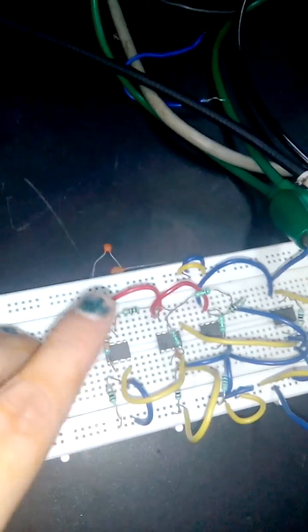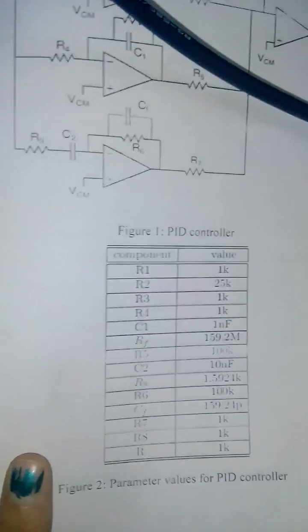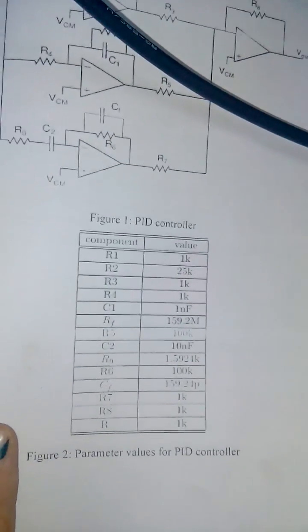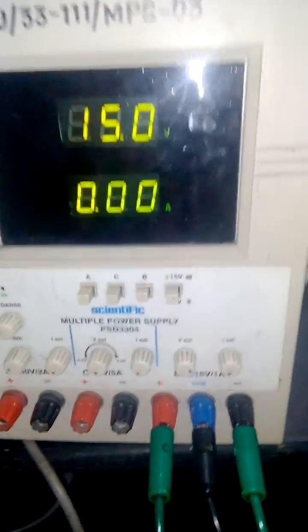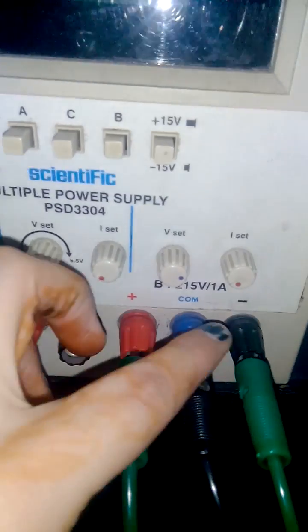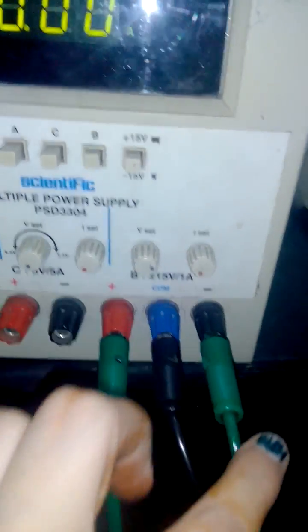Now you can see here these are the resistances which depend upon the values as they are mentioned in the table. We have to select the values as it is, as given in the table. And after that we have to connect, you can see here this is the supply to the op amp. Positive here, this is a common and this is a negative.